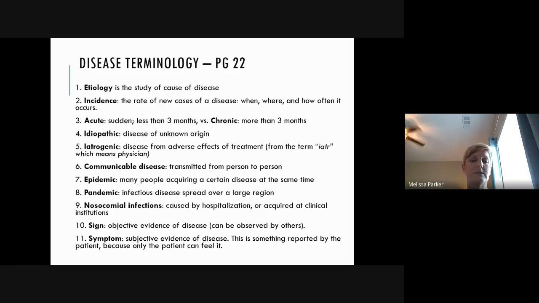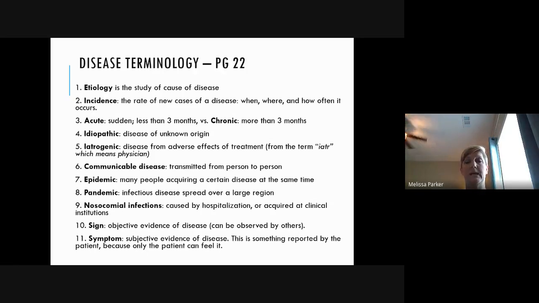But symptoms, so this is subjective. This is what someone's describing to us. A patient is describing, I can't see it. So subjective evidence of a disease is something that is reported by the patient because only the patient can feel it. For example, the patient says they feel nauseous. That's a symptom. Patient vomits. That's a sign because I can see and measure the vomitus, okay?